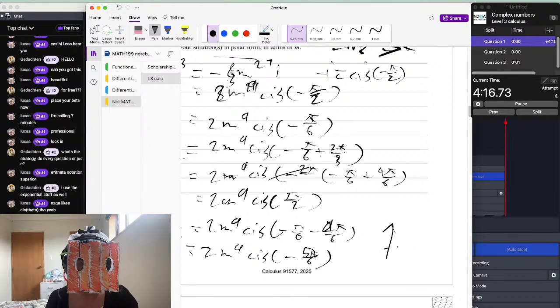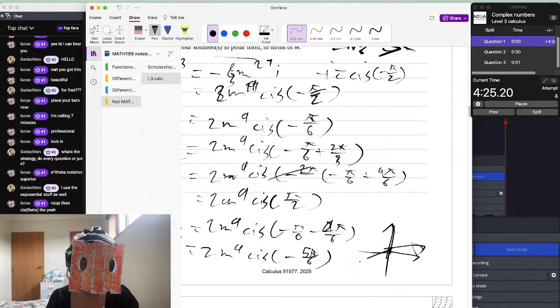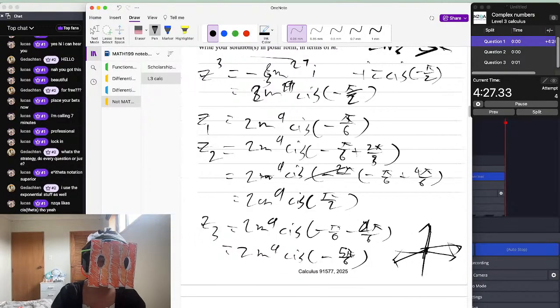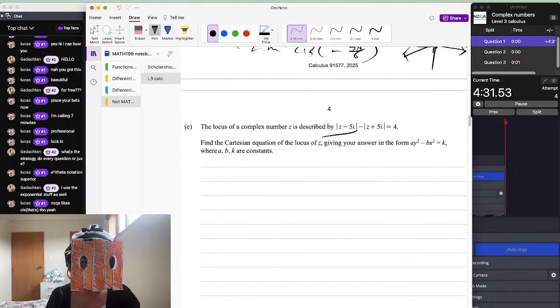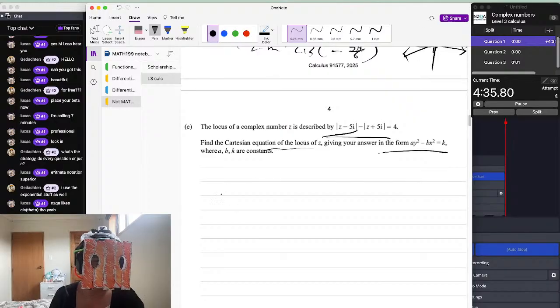We can just check it by putting everything in polar form, by visualizing it. So it's going to be something like that, I reckon. Okay, question E. Okay, find the Cartesian equation of the locus, giving your answer in, okay.